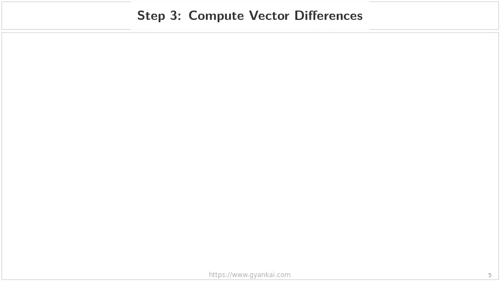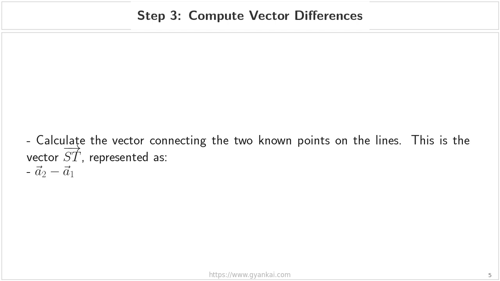Step 3. Compute vector differences. Now that we have successfully extracted our position vectors and direction vectors in the previous step, we move on to step 3. In this stage, we need to calculate the vector that physically connects the two known points on our lines. We can refer to this as the vector S T. To find this, you simply perform a vector subtraction. Vector a2 minus vector a1.